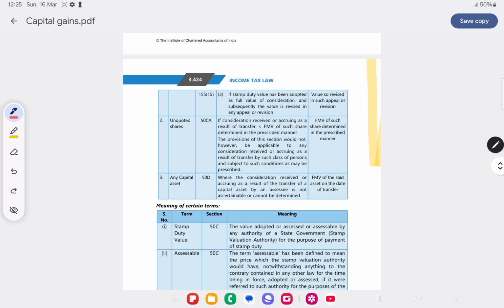See, when there are unquoted shares and they have been sold, and if the consideration received is less than the FMV determined in the prescribed manner, what I am selling is lesser than the FMV. In case of unquoted shares, then FMV of such shares will be taken as the full value of consideration. Where the consideration received as a result of transfer is not able to be determined, then FMV will be taken into consideration for determining the full value of consideration.